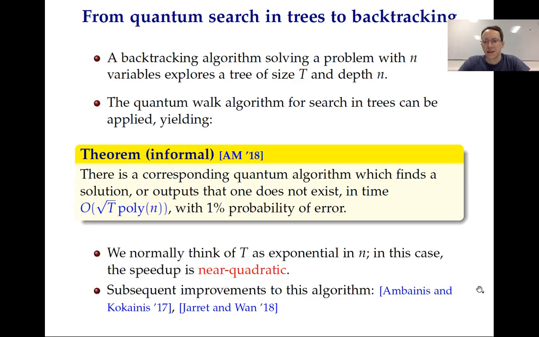Okay, and this algorithm has since been improved by some other authors. For example, Ambainis and Kokainis improved this to have a complexity which depends only on the number of vertices actually visited by the classical backtracking algorithm rather than the entire tree, which is what my algorithm's running time was based on. And Jarret and Wan also had an improvement in terms of expressing the runtime of the algorithm in terms of an effective resistance parameter rather than the ones that mine was expressed in.